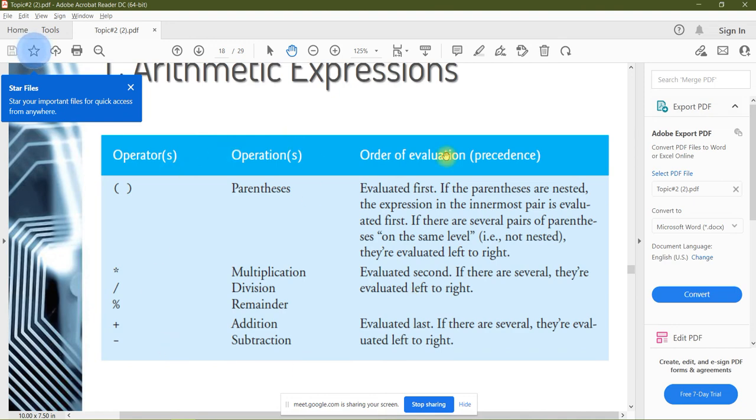Alright, take this one, the plus and the star. The very first is the parenthesis. So whatever is inside the parenthesis will be done first. Next is the multiplication, and its evaluation is again from left to right. You will see why left to right is important. And then the next is the division, then the remainder, then the addition, and lastly the subtraction.